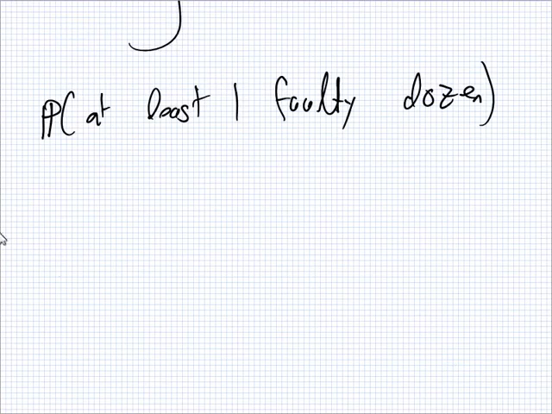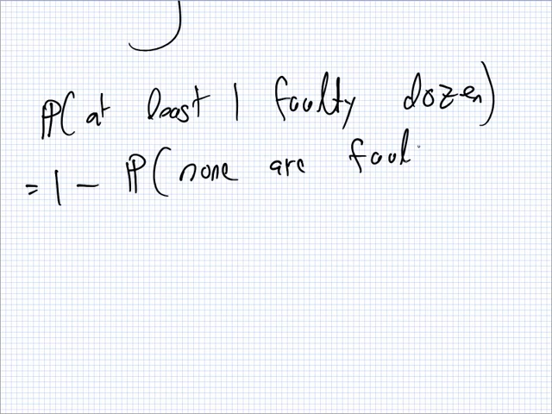So just like with the last one, at least one faulty dozen. That's 1 minus the probability that none are faulty. So that's 1 minus. Now, how many dozens do we have? We have 12. And how many do we want faulty? Exactly one. Yeah, at least one is faulty. So 1 is faulty, or 2 is faulty, 3 is faulty. And I'm saying that's 1 minus the probability none are faulty.